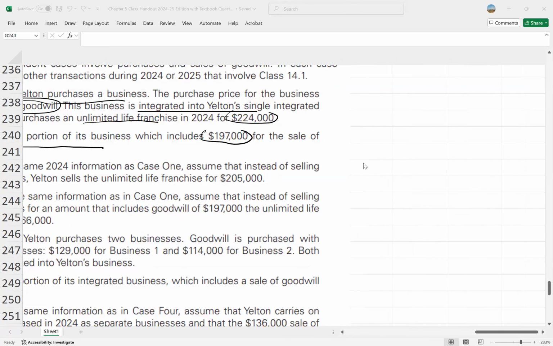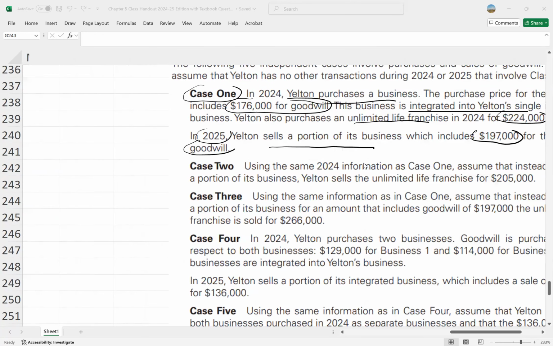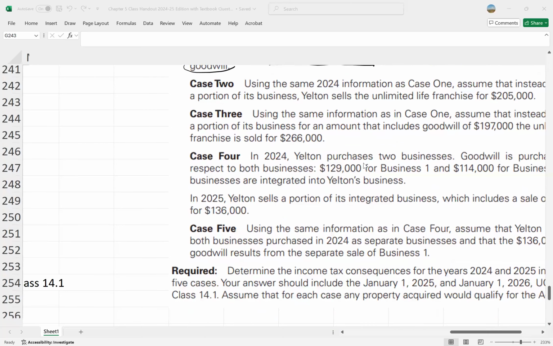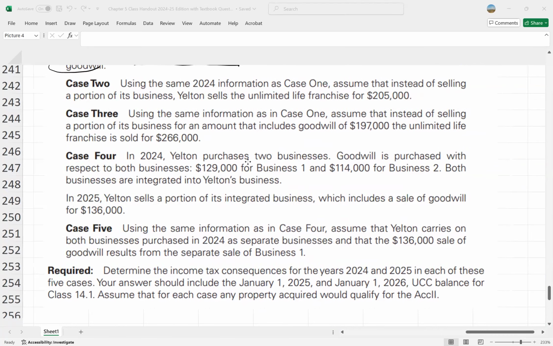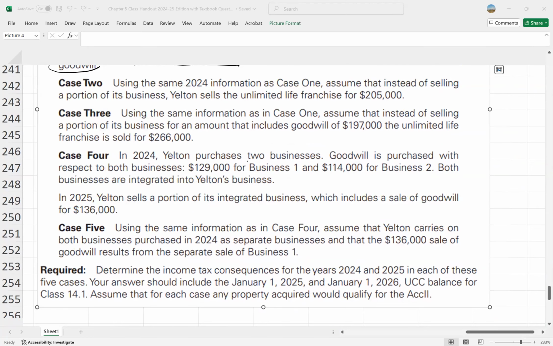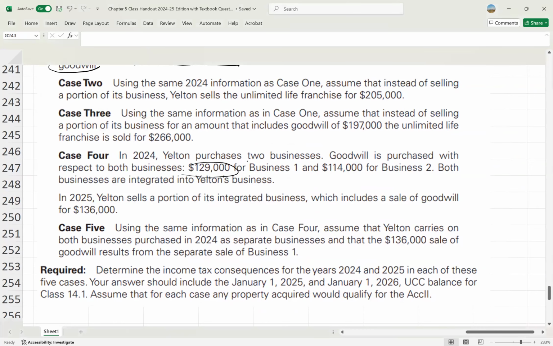So let's look at, we're not going to do case 2 and 3. We're just going to go to case 4, and then we're going to do case 5 as well. So case 4, Yelton buys 2 businesses. The first business, they pay goodwill of 129,000. The second business, they pay goodwill of 114,000. Both of these are integrated into their main business, so we don't put them in a separate class 14.1.